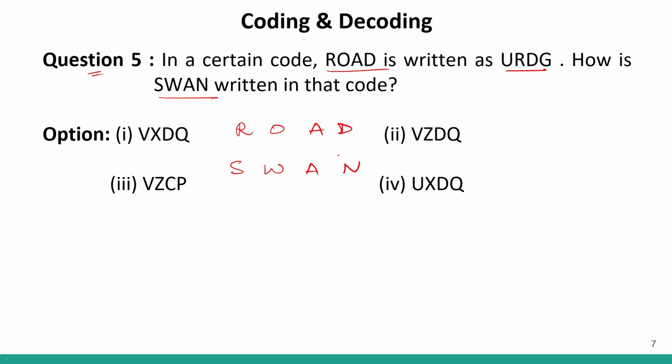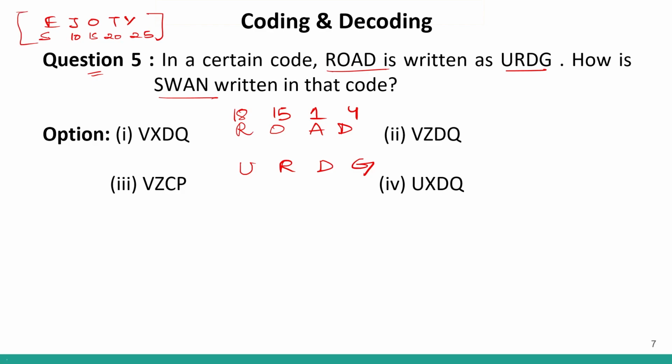So if I assign them forward ranks, the code is URDG. This is the code. So now I will assign them forward ranks. R is how much? 18, O is 15, A is 1, D is 4. What is the shortcut to remember? EJOTY. This is 5, this is 10, this is 15, this is 20, and Y is 25. So this is the shortcut to remember forward ranks.